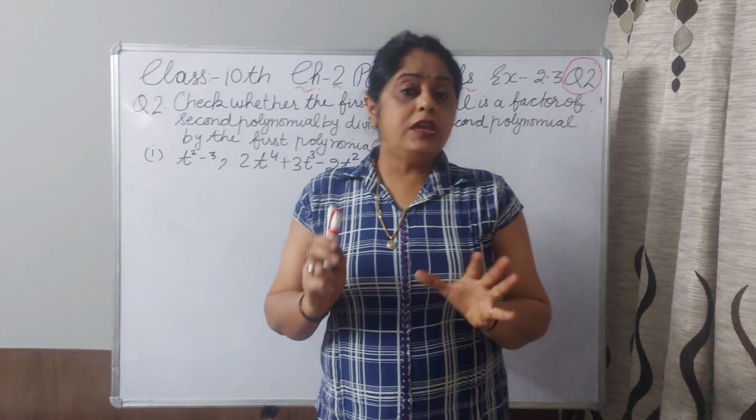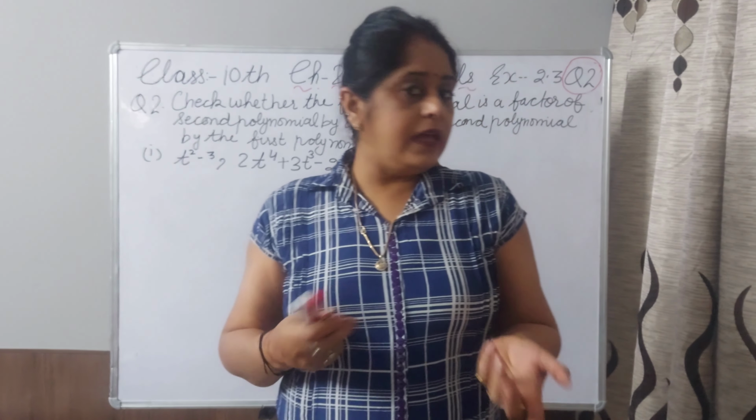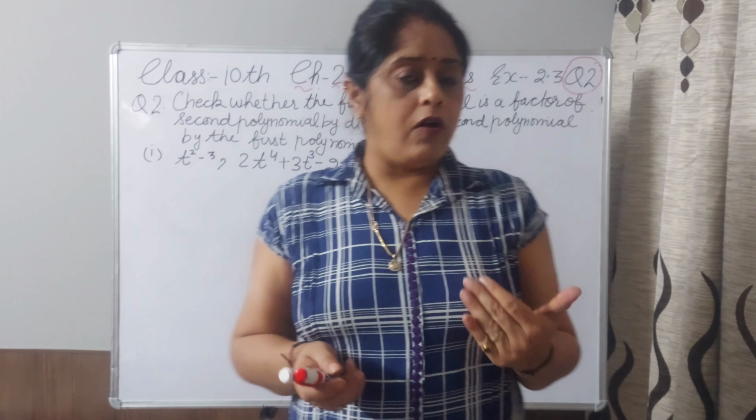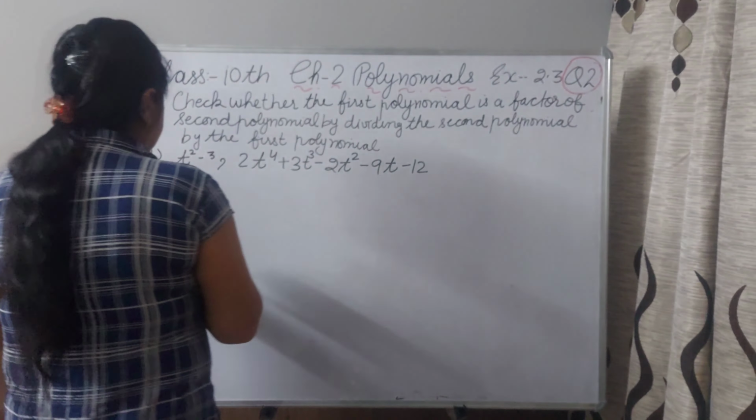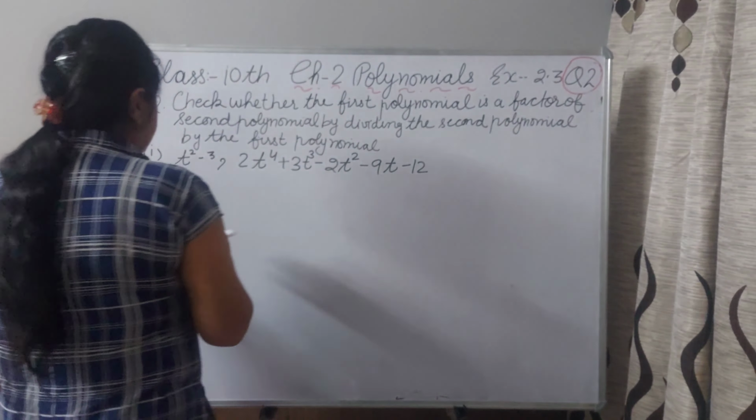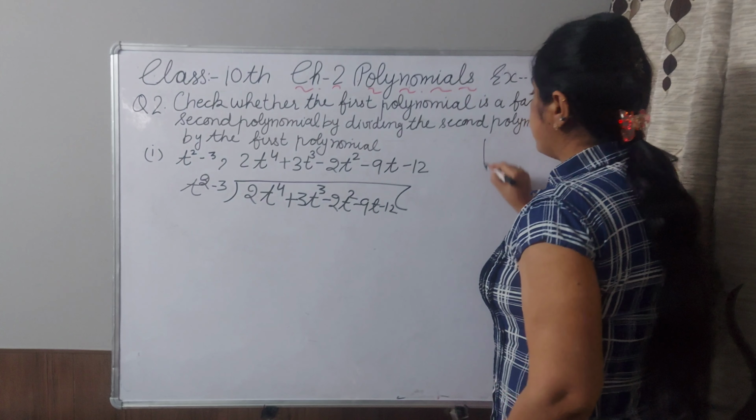When we divide, if we get our remainder 0, then it is a factor, or else it is not a factor. So first we will divide. Two t raised to power 4 plus 3t raised to power 3 minus 2t square minus 9t minus 12. You have to divide by t square minus 3. We will do step 1.